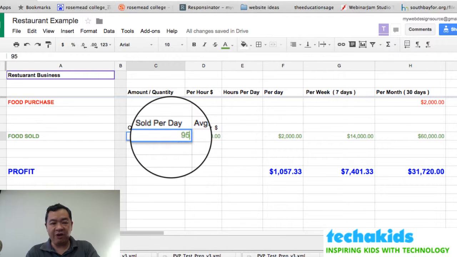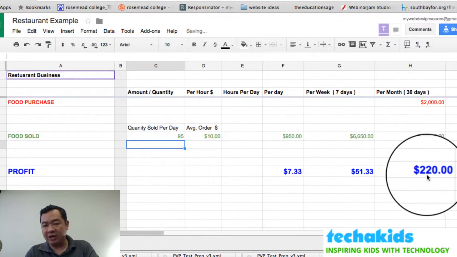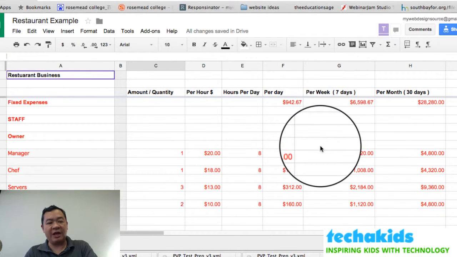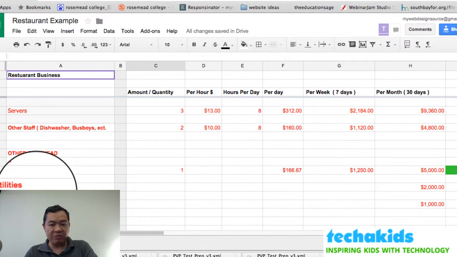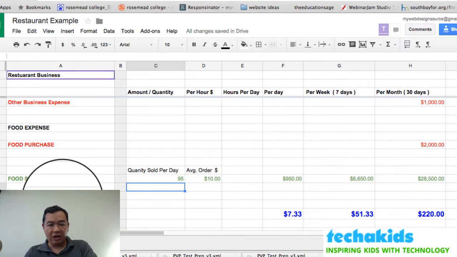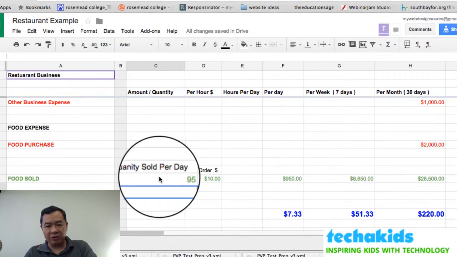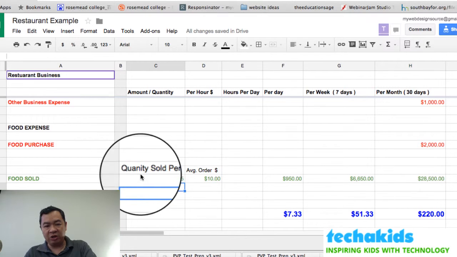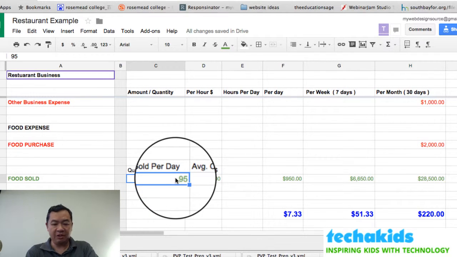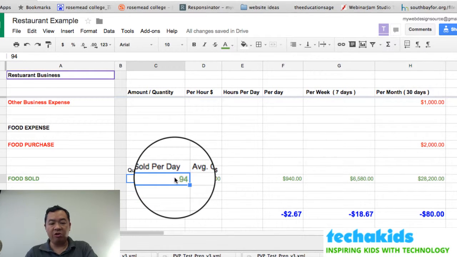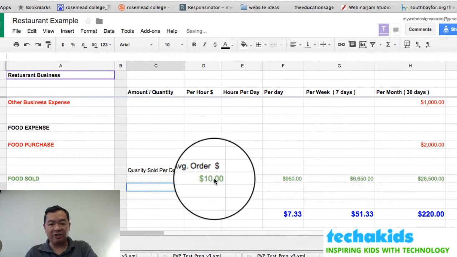When I put 95 right here, you can see that I'm almost breaking even, meaning that whatever I spent on my expenses, for my staff, utilities and rent and other business expenses right here, and I also had the food purchase. I sold 95 a day. I would just barely get $220. If I put this at 94 meals a day, check it out, it goes down to -80. So in order to be profitable in this business, you have to get at least 95 people to buy your average meal of $10.